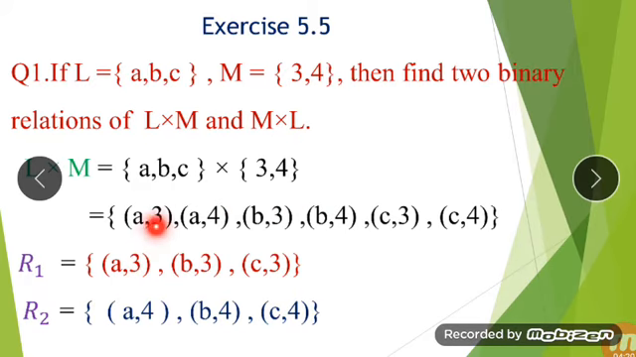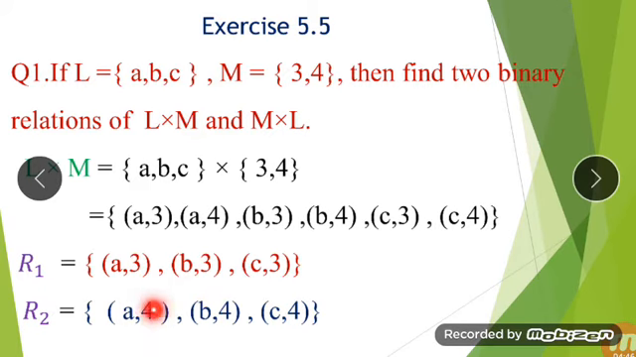As you can see, A and 3 is here, B and 3 is also here, and C and 3 is also here. So we can say that R1 is a subset of L into M. So I have made the relation A with 3, B with 3 and C with 3. You can take any of the ordered pairs from L into M. It doesn't matter.